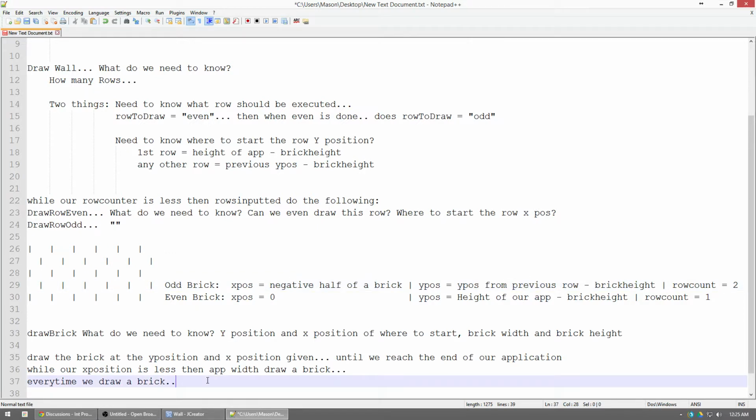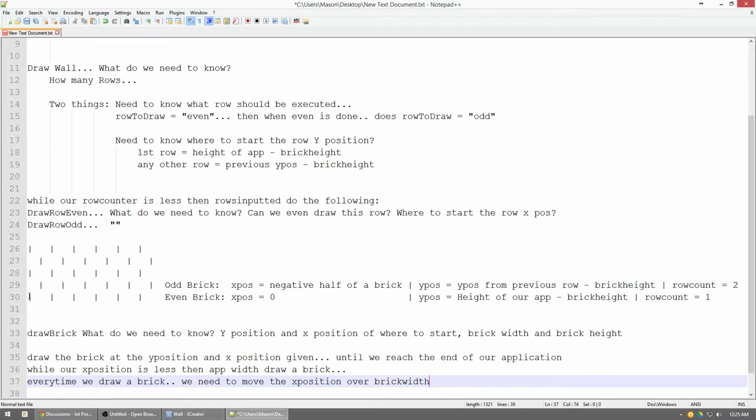So every time we draw a brick, we need to move the X position over. Alrighty, so what do we move it over by? Well, when you draw a brick, you should probably start the brick right next to the other brick, over brick width. Okay, so that makes sense.